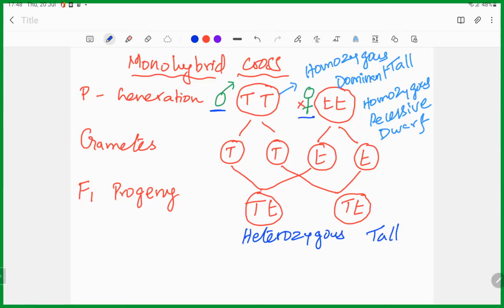Another one is recessive. Two parents he selected, and now these parents will produce gametes. What are the gametes? Look at that. This T separated here.